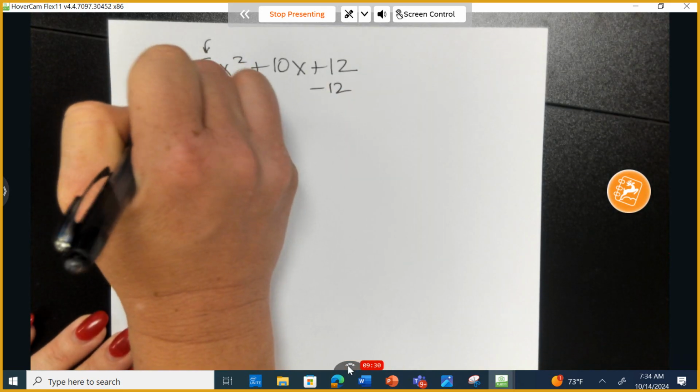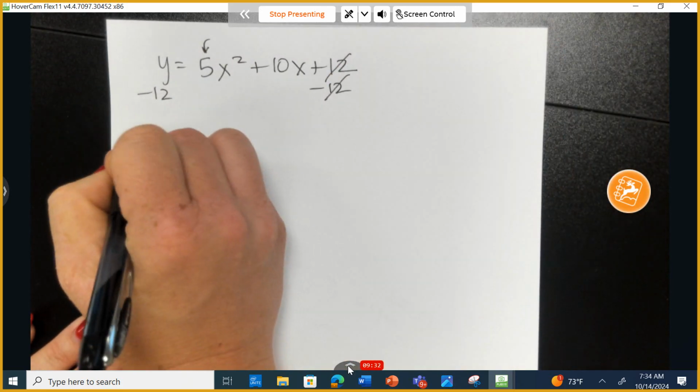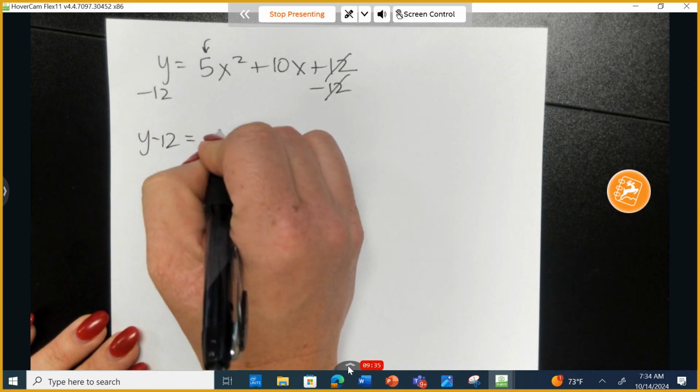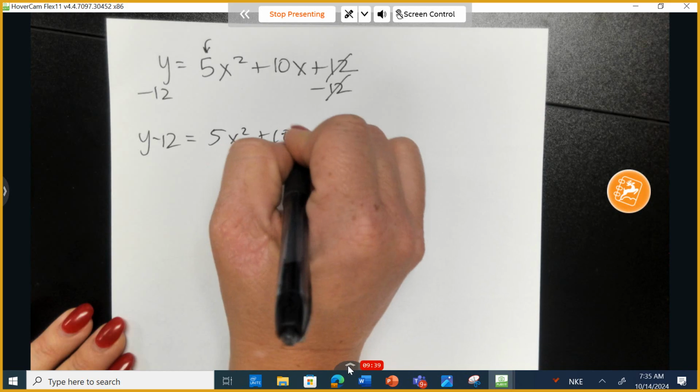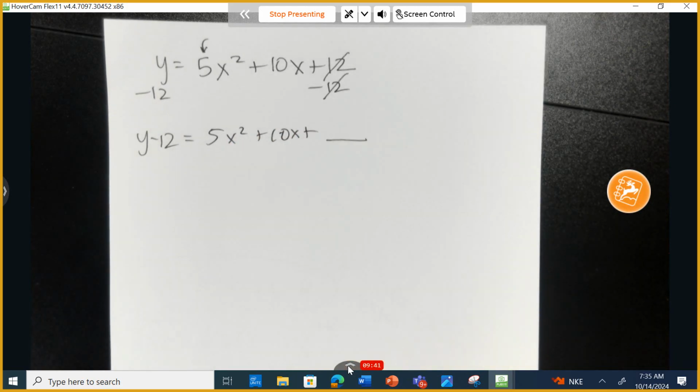Let's move this c value over to the left-hand side. So I have y subtract 12 equals, now I could write this out as 5x squared plus 10x plus some unknown c value. That's true.